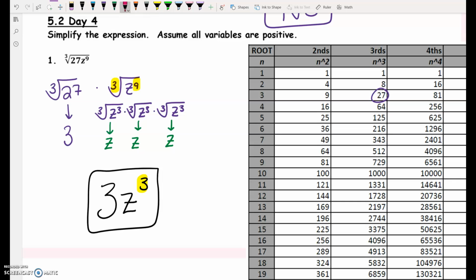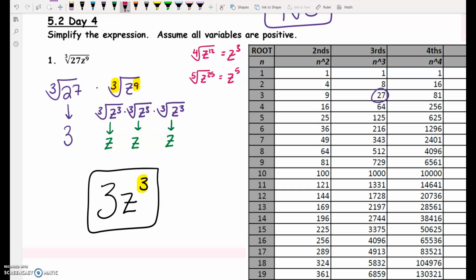So say that we were working with the fourth root of z to the 12th. What would the fourth root of z to the 12th be? How many groups of 4 are there in 12? 3. That would be z to the third. What if it was the fifth root of z to the 25th? How many groups of 5 are there in 25? So that would become z to the 5th.